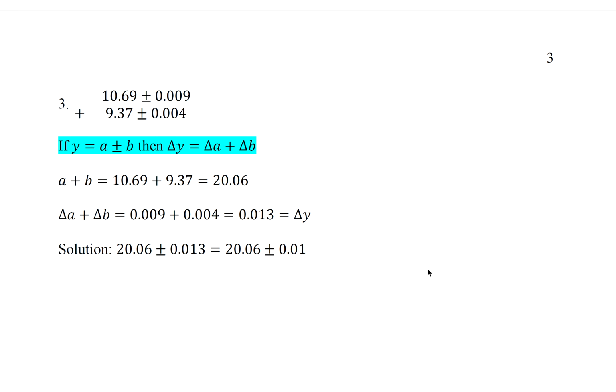Question 3, once again, you're adding uncertainties. And you could see that the uncertainty is 0.013, but it needs to be rounded to one significant figure. So the uncertainty is going to be 0.01. And the value is also going to end at the 100th place. So the value is going to be 20.06.